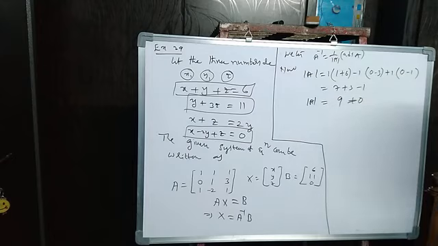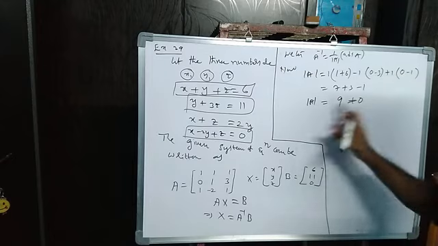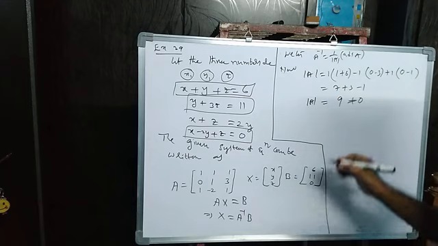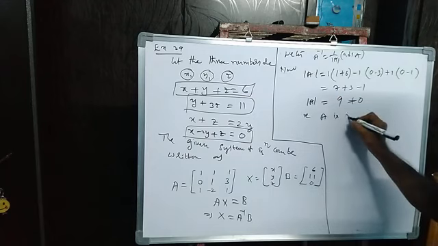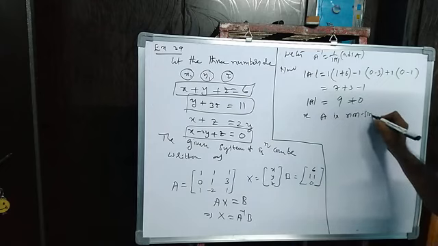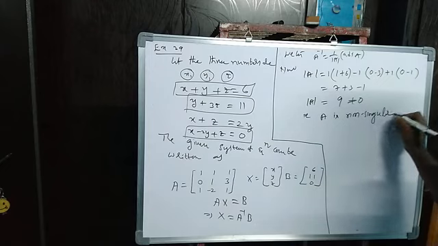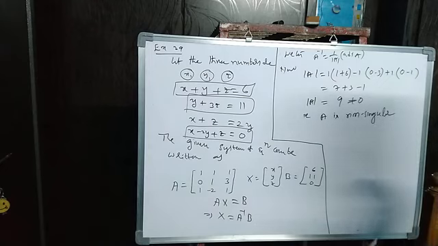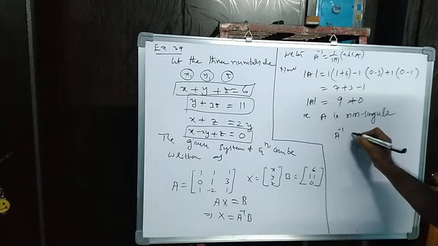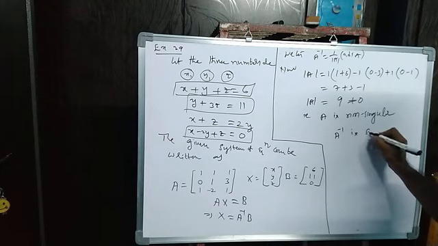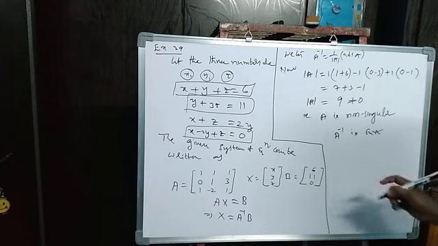That is not equal to 0. Det A not equal to 0 means what you got here? A is non-singular. Non-singular means A inverse exists. A inverse is existing.